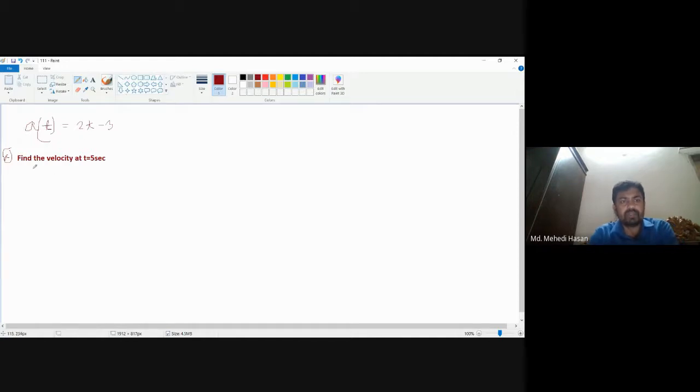Now, if the question is find the velocity at t equal to 5 seconds, then we know that the acceleration is the first derivative of v, so a equals dv by dt. And if we take the antiderivative like that, then we can say dv equals a dt. If we take the integration on both sides, then the integral of dv will give you the velocity v, and the integral of a dt. So that means the integration of a will give you the velocity. So v equals the integral of a dt.